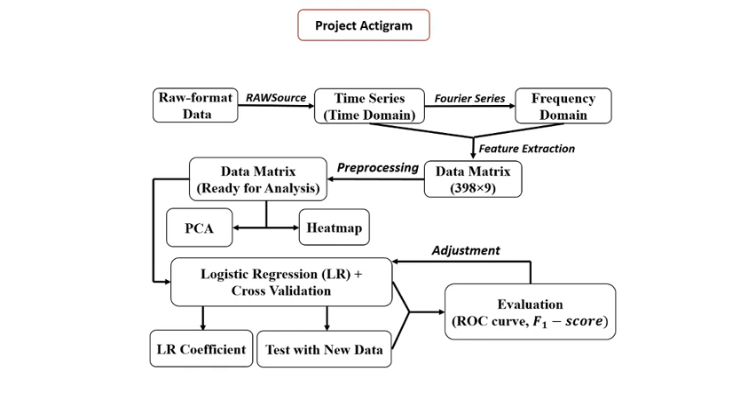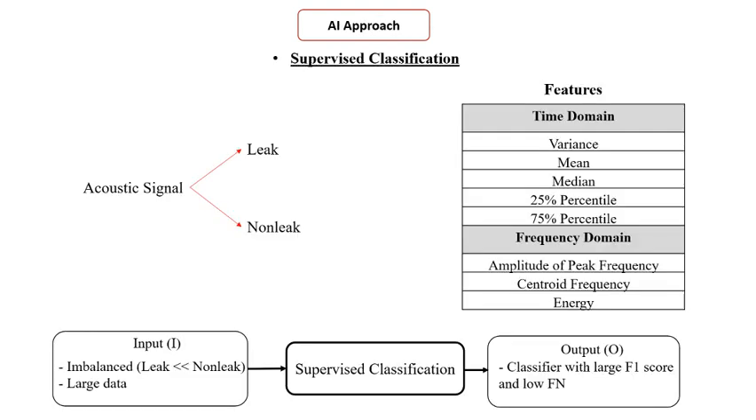In this project, we convert the raw data acquired from hydrophones to time and frequency domain signals, and we extract features to build a data matrix where it has 398 rows and 9 columns, where columns are features. And then we use the data matrix for PCA and heat map analysis. And finally, the data matrix will be used for fitting a logistic regression in addition to cross-validation, where evaluation metrics are ROC curve and F1 score. And finally, the classifier will be tested with new test data.